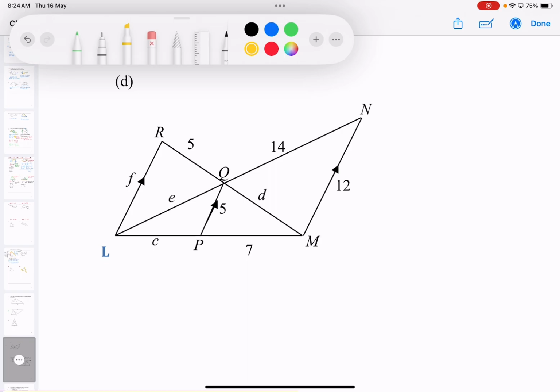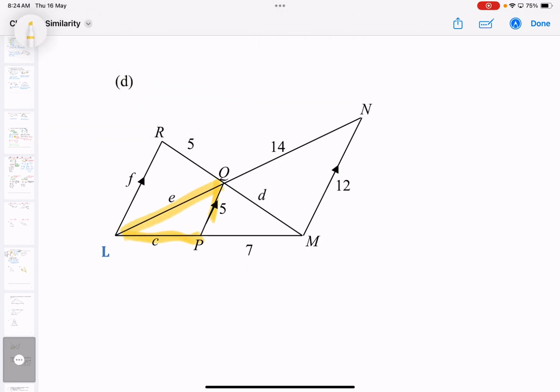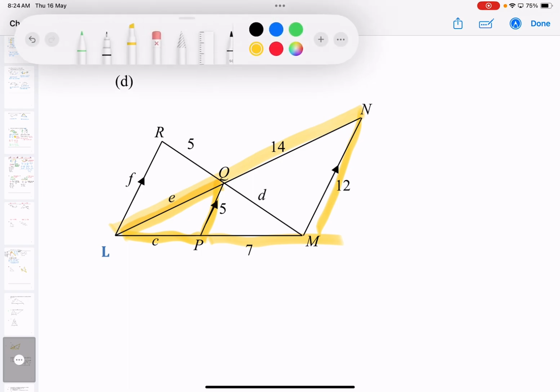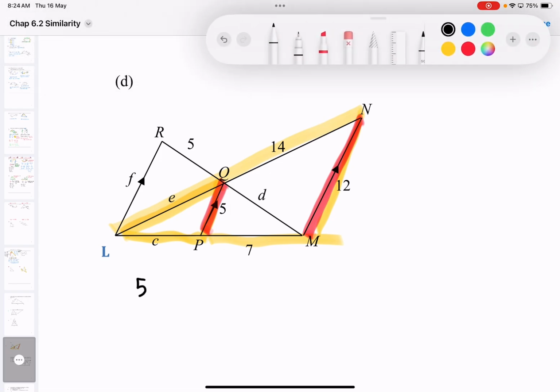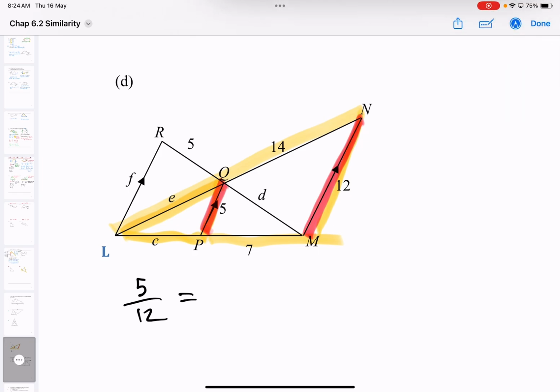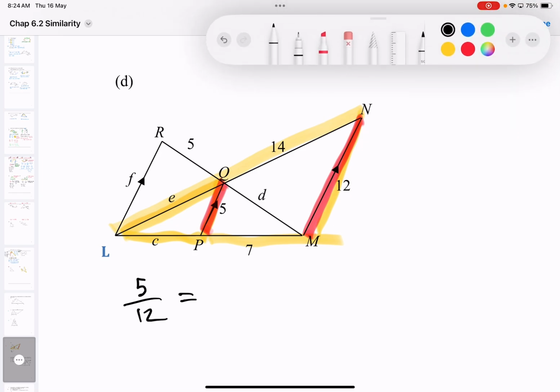So I'm going to show you one and then I want you guys to work on it. Alright? So over here, I'm specifically looking at this as well as this gigantic one. Right? So in this, I notice that I have a corresponding side that I do know. So I know that this is going to be 5/12. And from this, I can actually find every single unknown in these two similar triangles.